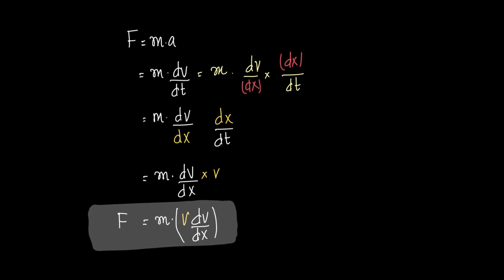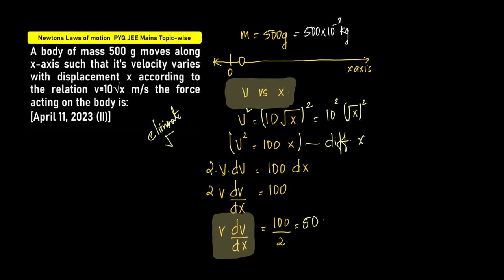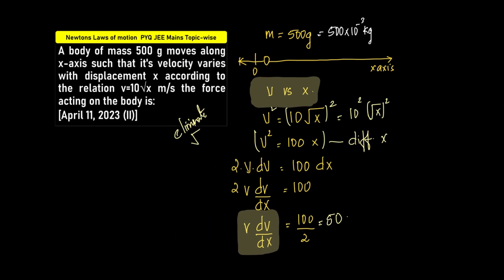Now, therefore, F is equal to, what is m? The mass of the body is 500 into 10 to the power minus 3 kilogram, into what is v? V is given to us as, let us go to the question again, 10 root x, right?